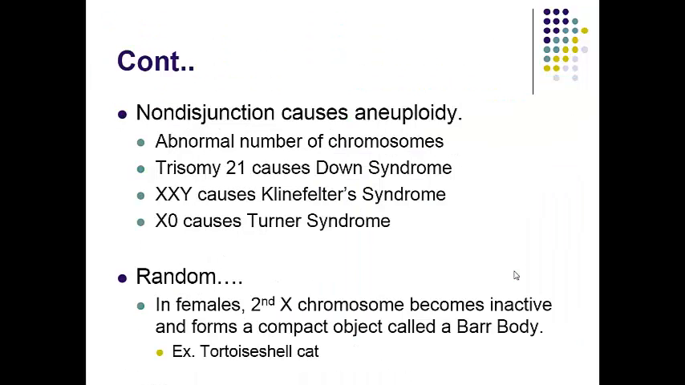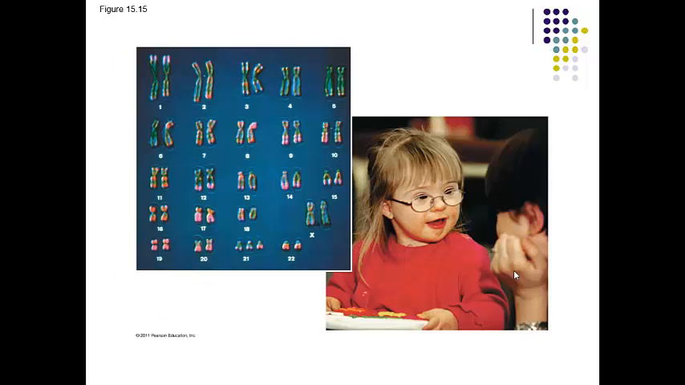Nondisjunction causes aneuploidy. Aneuploid cells are cells that have abnormal numbers of chromosomes. And this causes many different disorders. One of them is trisomy 21, which causes Down syndrome. With trisomy 21, we have nondisjunction taking place in the 21st pair of chromosomes. If we look at this karyotype, you can see that this individual has 3 of that 21st pair, which causes Down syndrome.